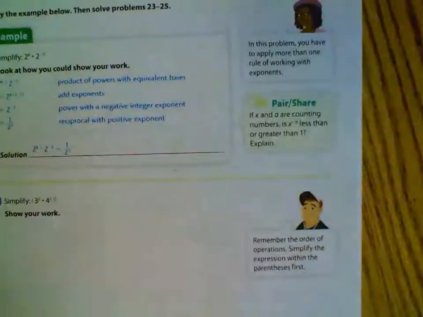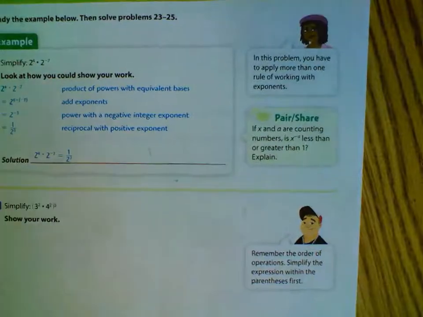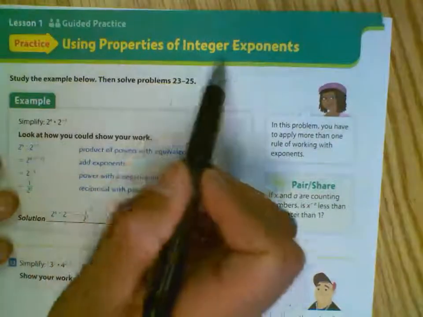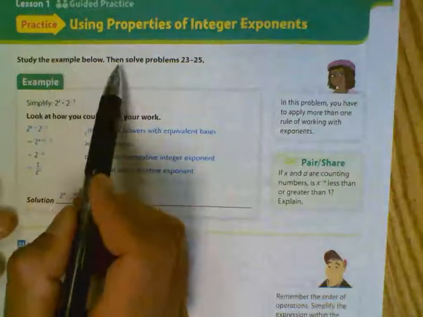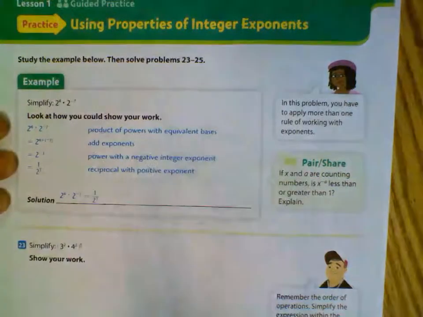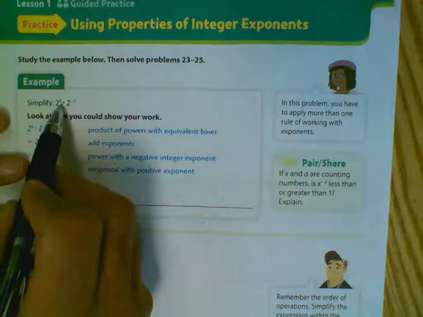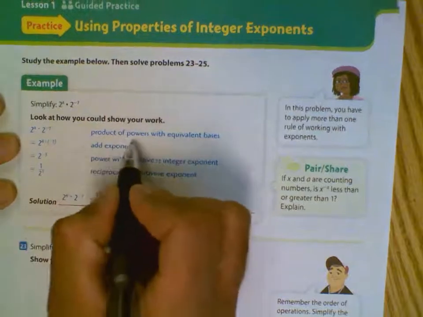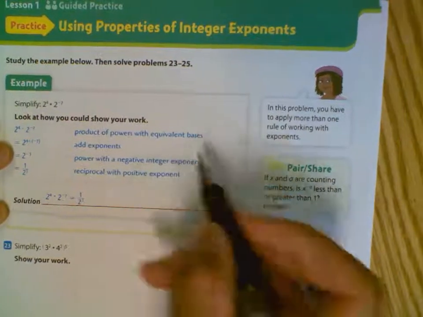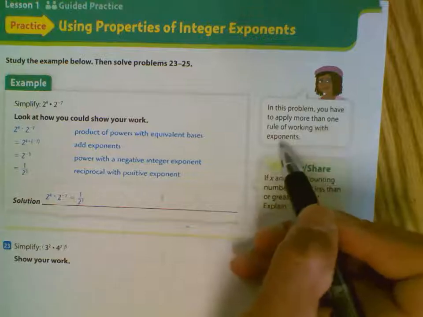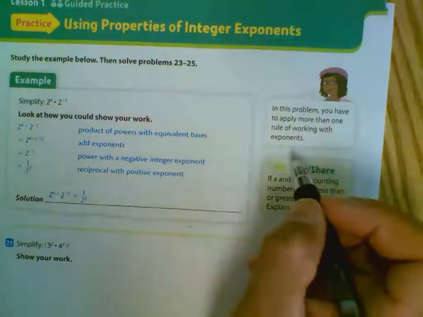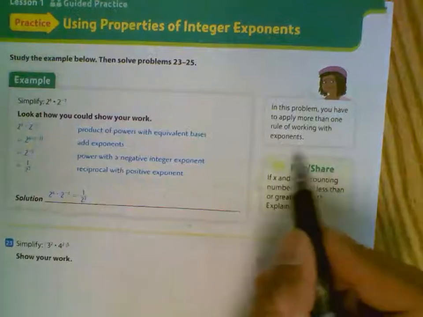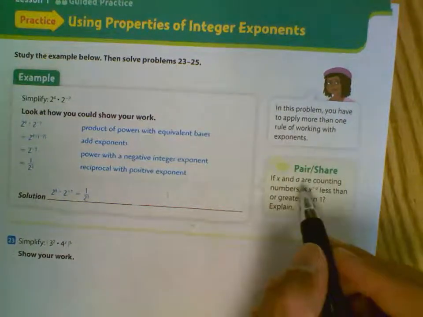So in this case, we're going to use the properties of exponents to solve page number 8. And we have using properties of integer exponents. Study the examples below, then solve problems 23 and 25. So what we have, simplify 2 to the 4 times 2 to the negative 7. The product of powers with equivalent bases. In this problem you have to apply more than one rule of working with exponents. So we're going to use more than one. In the classroom, we'll be pairing and sharing. We will do a grouping technique.